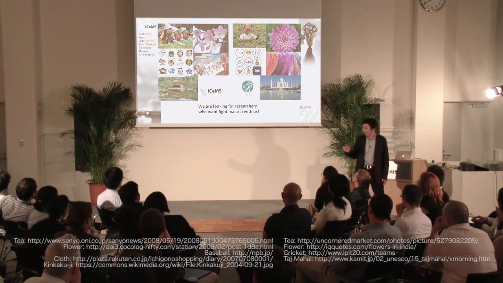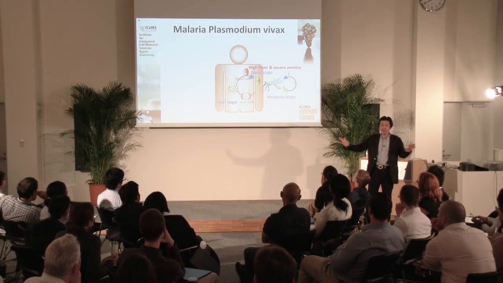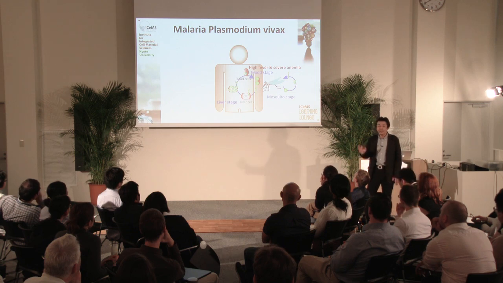Okay, getting back to research. Our target is malaria P. vivax. It's the most widely distributed species and the third leading cause of death in children under 5 years old. The majority of cases are in Latin America and Asia, including India and countries near Japan.